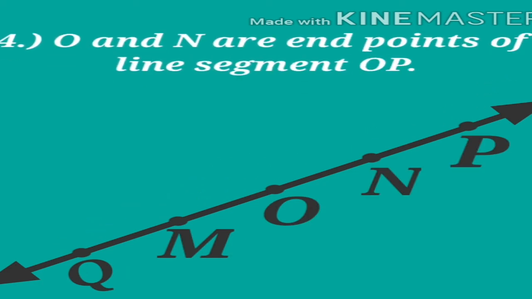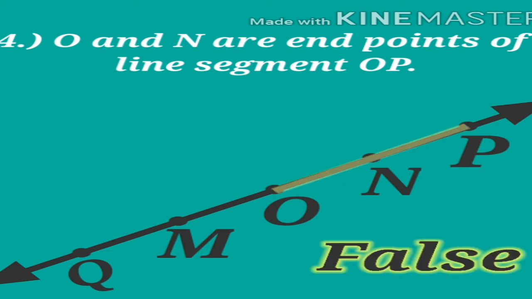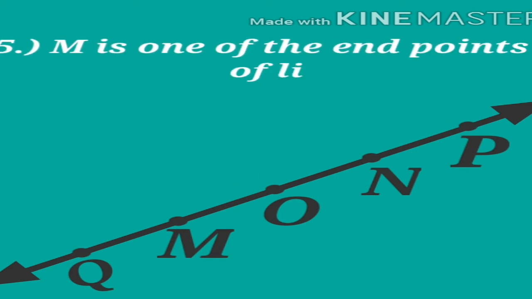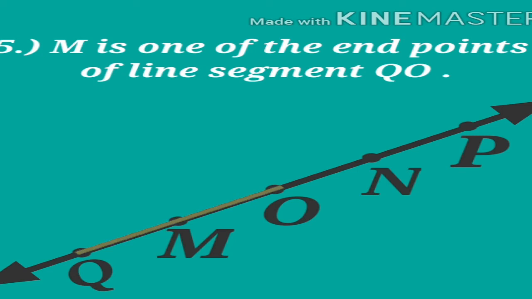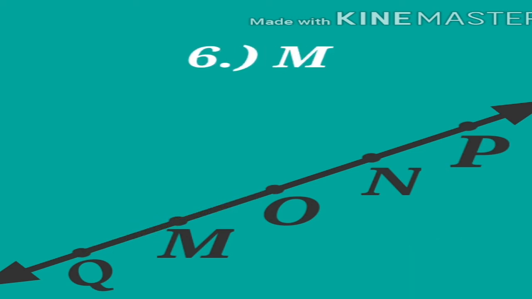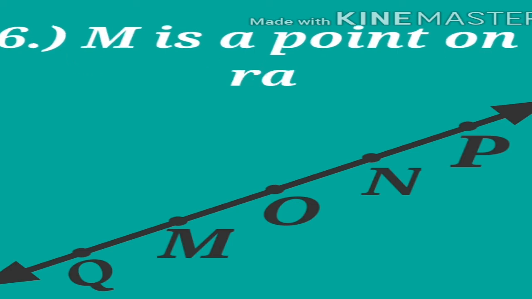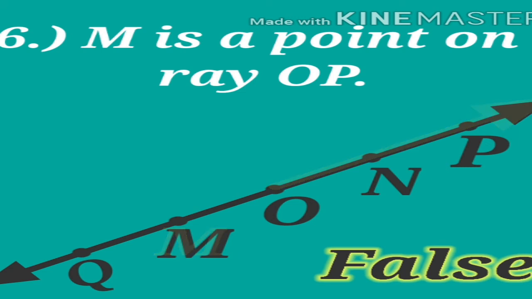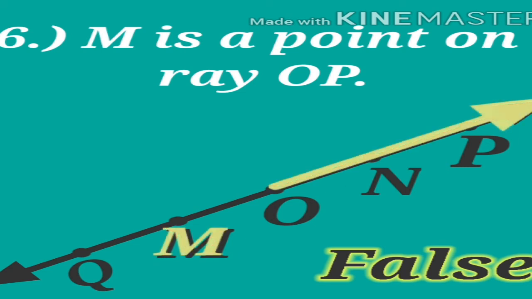O and N are endpoints of line segment OP. As we see, the points should be O and P, so the answer is false. M is one of the endpoints of line segment QO. There is no M. M is in the middle of OQ, so the answer will be false. M is a point on ray OP. It's false. It is outside of the ray, so it's false.